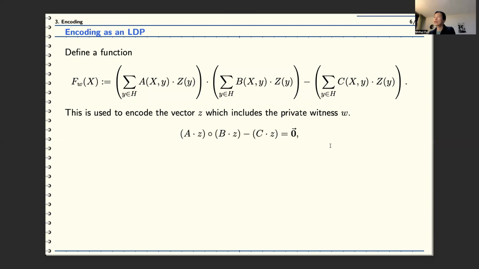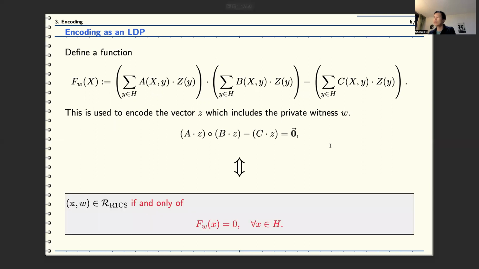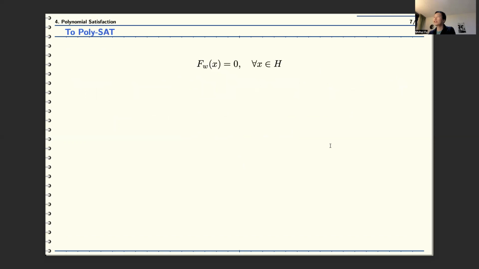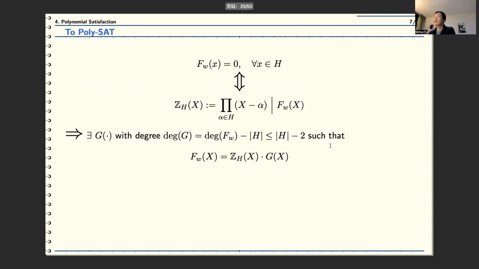Then the R1CS relation can be converted to this satisfaction problem. This means every x in the set H is a zero of the function f_w. If we use polynomial interpolation, here the function f_w is also a polynomial. This means every x in the set H is a root of the polynomial f_w. Then we use some algebraic technique to convert this polynomial satisfaction problem to this. Using the fundamental theorem of algebra, this is equivalent to there existing some polynomial g, whose degree is less than m minus 2, such that f_w(x) equals Z_H(x) times g(x).